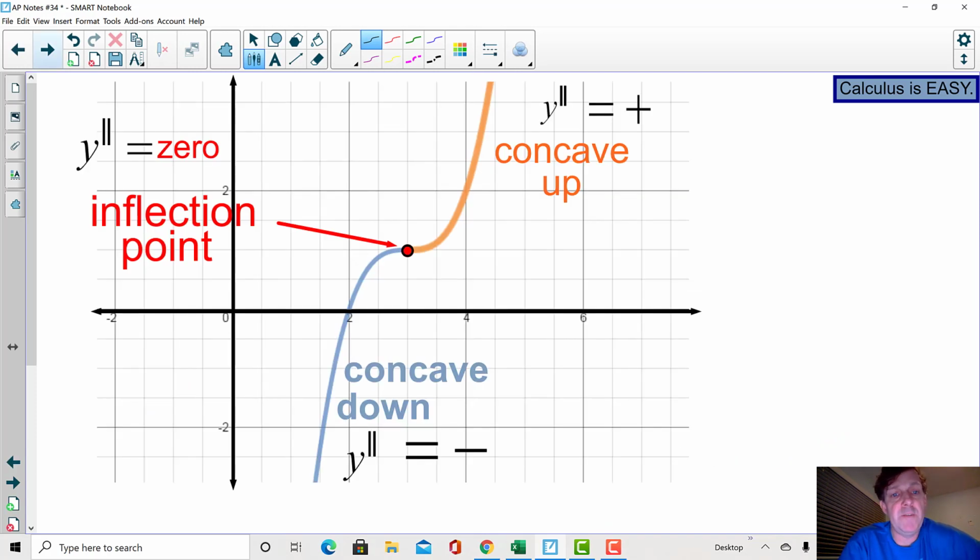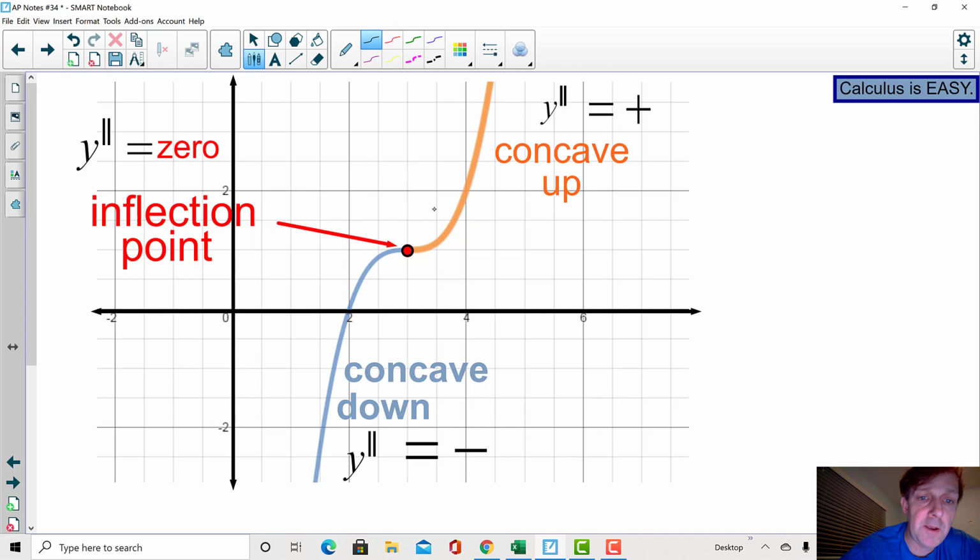Now here's an example of an x to the third function. It looks like it's been shifted right 3 and up 1. But you'll notice that our second derivative would be negative over here because the curvature is concave down over there. And our second derivative should be positive over here because the curvature is concave up over there.